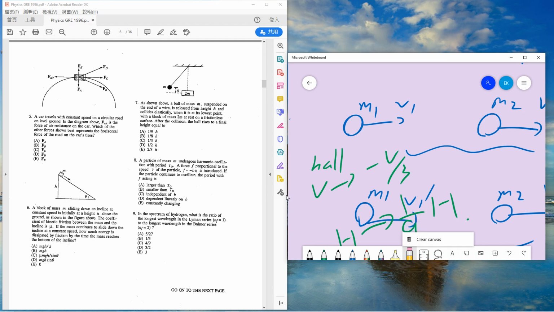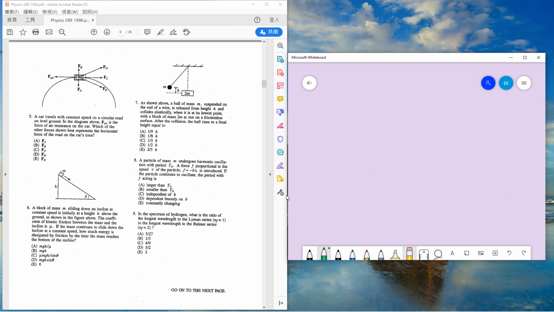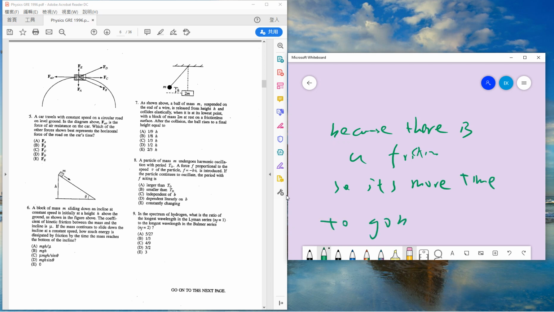Okay, so number 8. Number 8 just asks about your physics intuition. Suppose you have a pendulum with a particle, we have simple harmonic oscillation, and there's some force proportional to minus bv. Then what is the period? Your physical intuition is correct. The physical intuition tells you that because there is friction, it takes more time to go back. So the period will increase. So the answer is A. Basically that's it. This just tests your physical intuition.